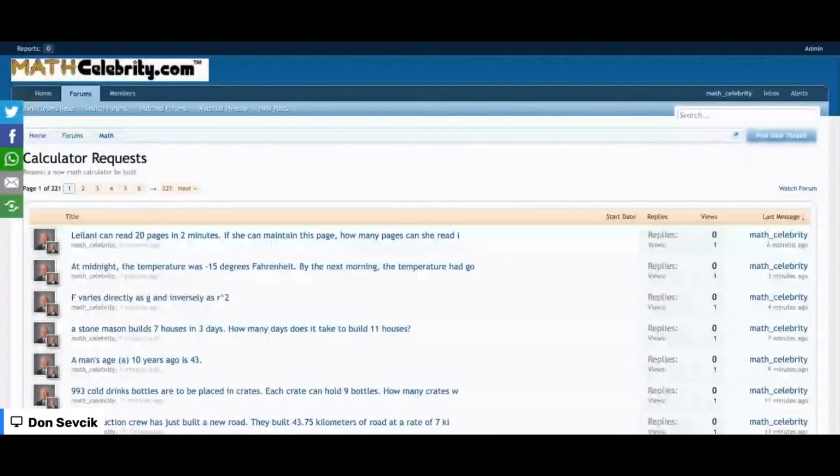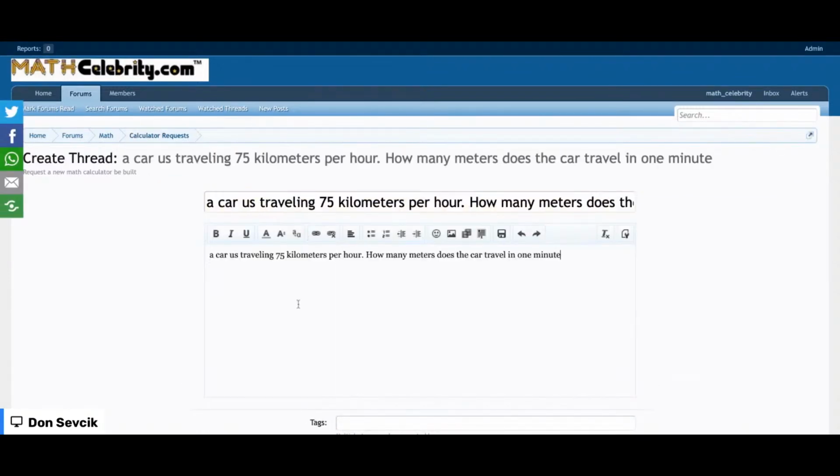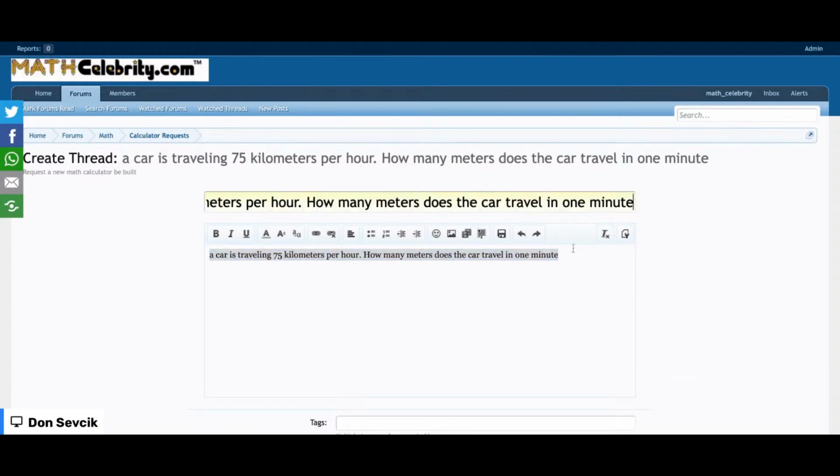All right, let's do this one. It's been lingering at the top, and I've been dodging it. A car is traveling 75 kilometers per hour. How many meters does the car travel in 1 minute? All right, a lot of trickery going on here. 75 kilometers per hour, but they want to know how many meters does the car travel in 1 minute.